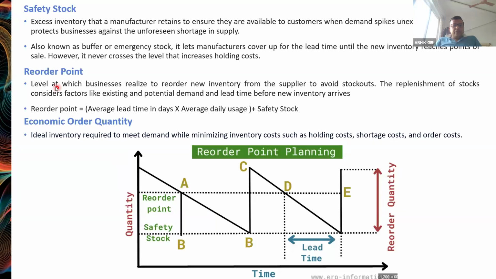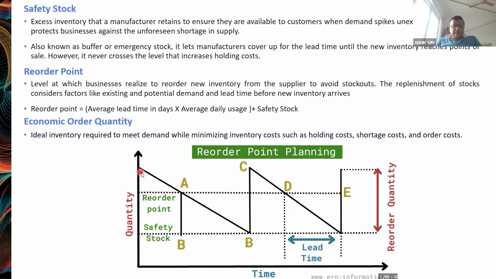And what is reorder point? Reorder point is the level of inventory at which the company reorders or orders new inventory from the supplier to avoid the stock out. So this replenishment of stocks considers factors like existing and potential demand and lead time before the new inventory arrives, and this reorder point is calculated by this formula. So now let's look at this graph. In this graph, we have shown how the inventory varies with time. On the x-axis you have time, and on the y-axis you have the inventory level.